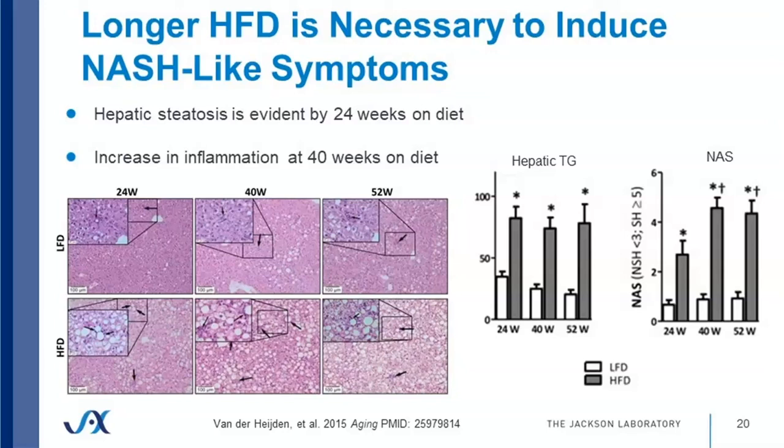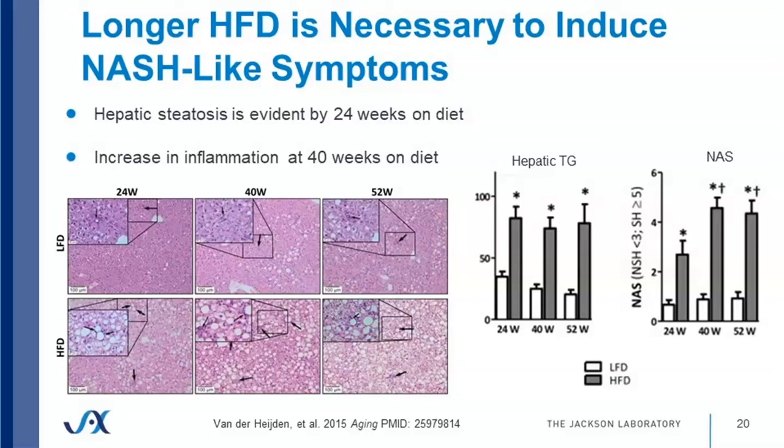However, it's not until the 40-week mark that these mice cross the threshold for a NASH diagnosis, as indicated by their non-alcoholic fatty liver disease activity score, or NAS, shown here. As I mentioned earlier, the combined score of criteria needed to exceed 5 before this is considered a NASH diagnosis. 24 weeks on diet doesn't provide this, but by 40 weeks, it's there.